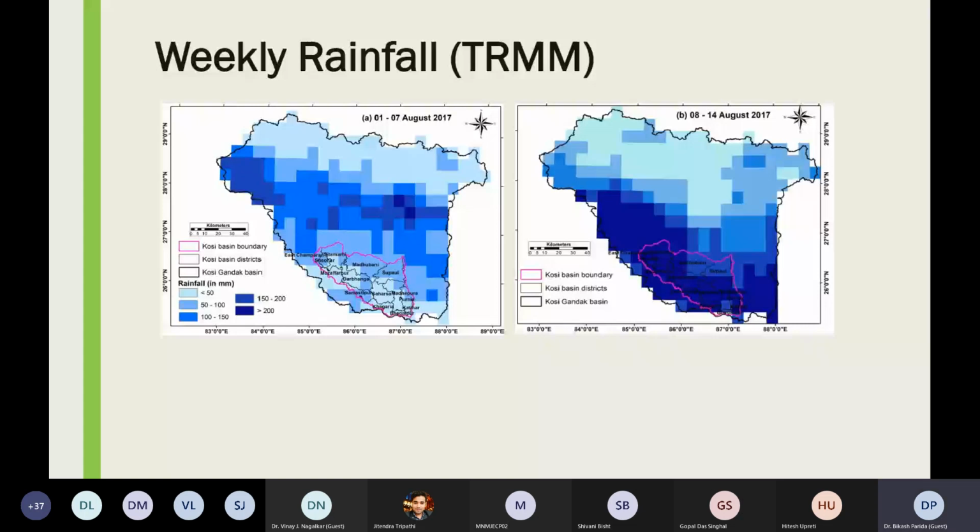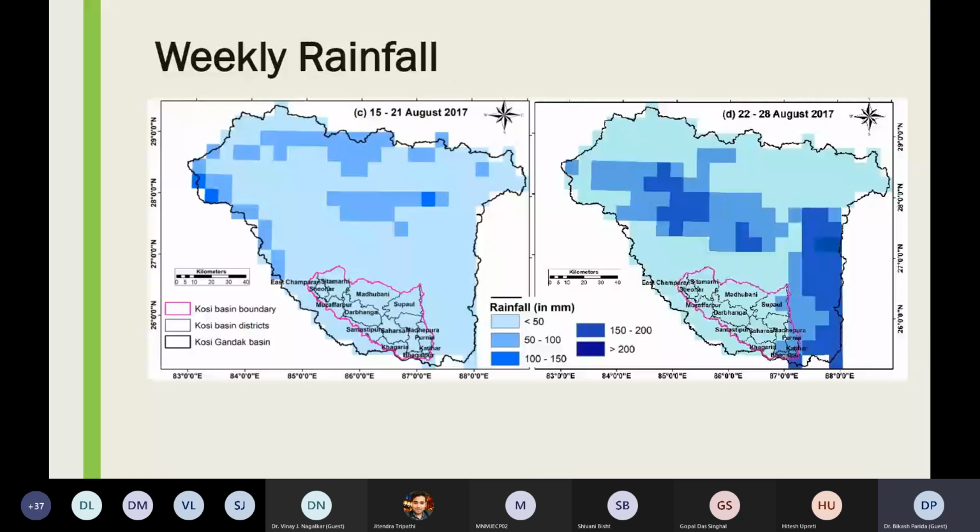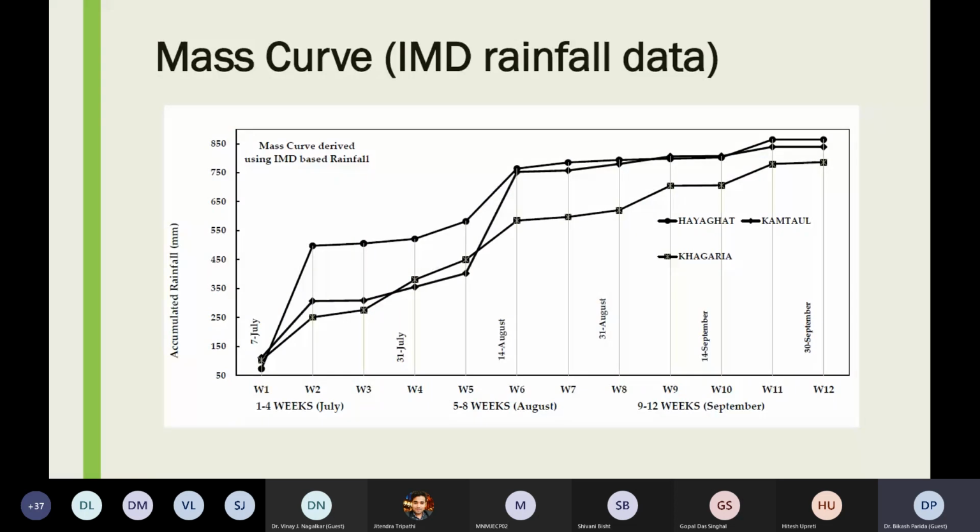Again, these are after, 15 to 21, the third week of August, and then the fourth week. So slowly, you see the regression of the rainfall, not much rainfall happening afterwards. But the initial days, the first and second week of August, from the mass curve also you can see the huge rainfall, and afterwards not much rainfall. This is based on some data from the IMD stations located in Khagaria and different locations in North Bihar basically.